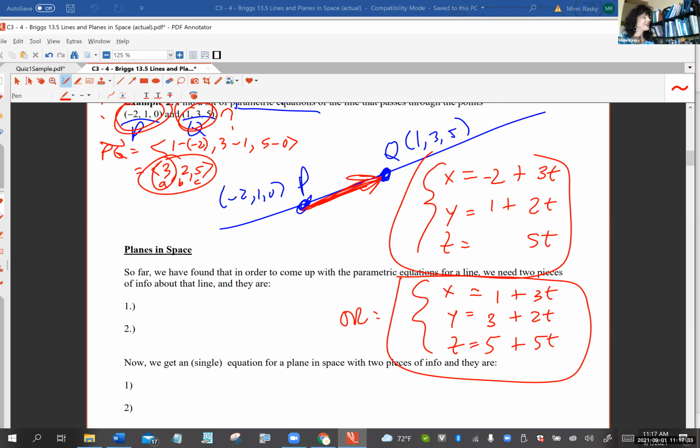Well, which one's better? They're both fine. They both describe the same line in space. And this is what I was referring to when I said that the parametric equations of a line are not unique.